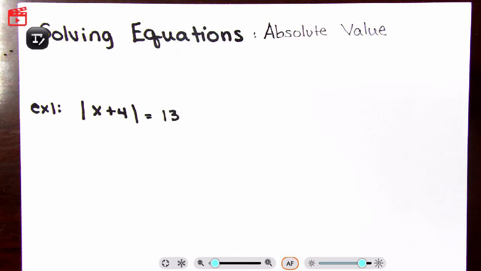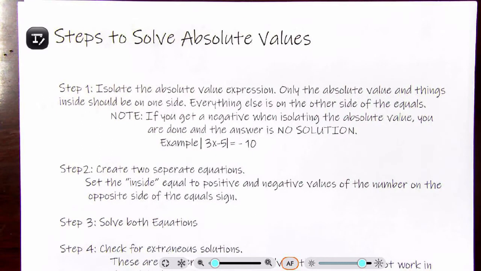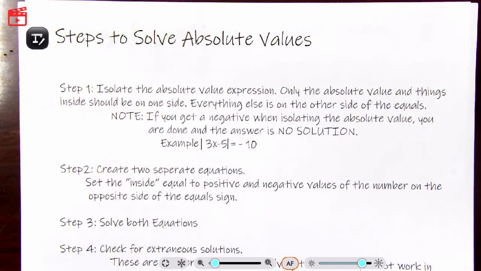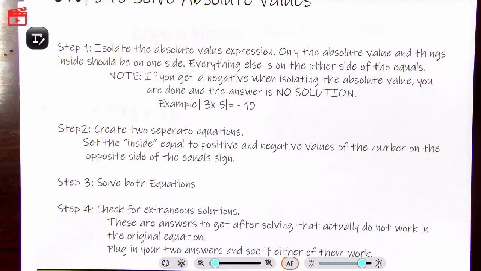I will be referring to our steps. These are our steps. I'm just going to read through them really quickly. Step 1, you are to isolate the absolute value expression. Step 2 is to create two separate equations. Step 3 is to solve those two equations. And step 4, check for extraneous solutions.